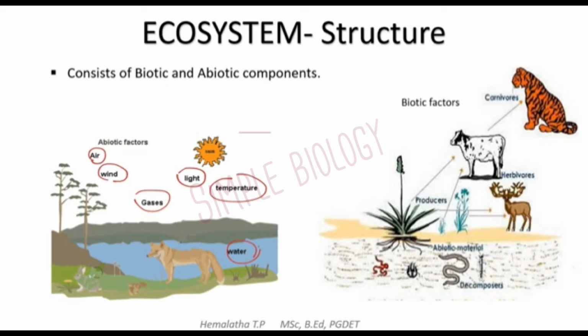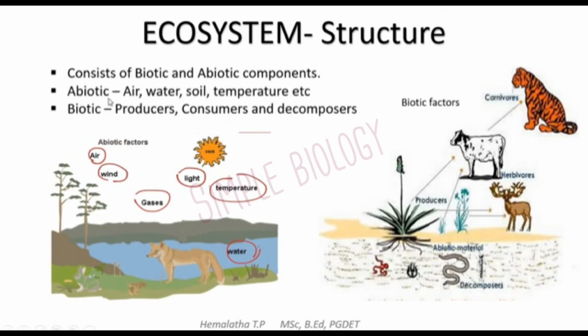What are the biotic components? As I told you earlier, biotic components are nothing but living things. Here you can see the living organisms like plants and some of the animals which are present in the ecosystem. So all the living things present in the ecosystem form biotic factors, and all the non-living things like air, wind, gases, light, temperature, water, all this will form abiotic factors. So mainly what does the structure consist of? The structure of the ecosystem consists of abiotic and biotic components.